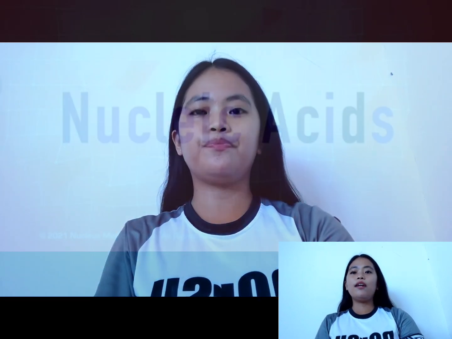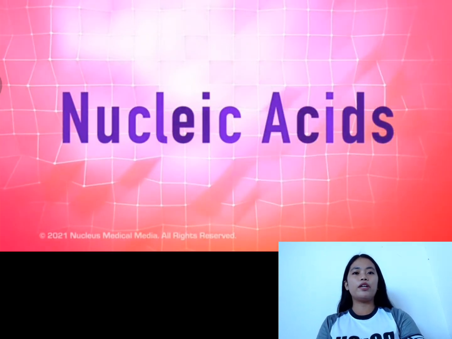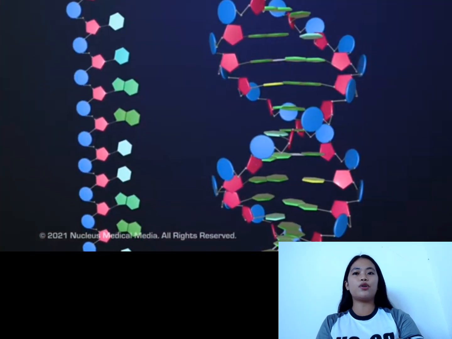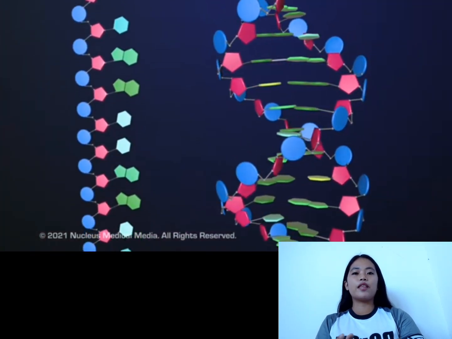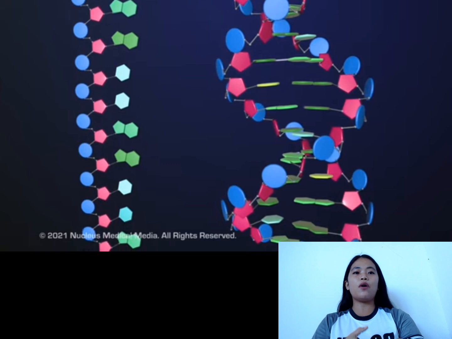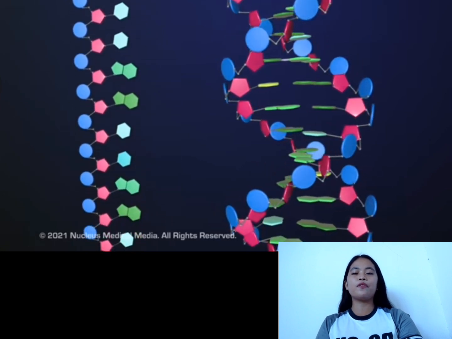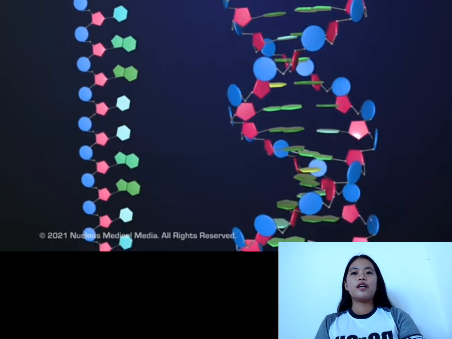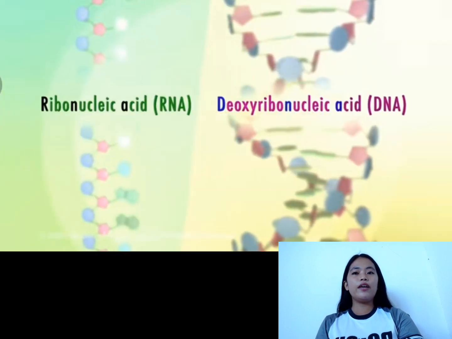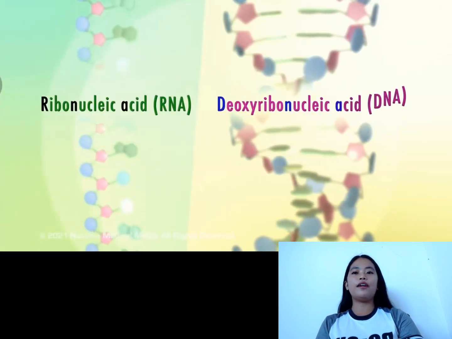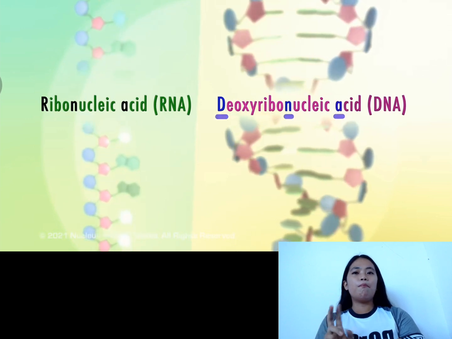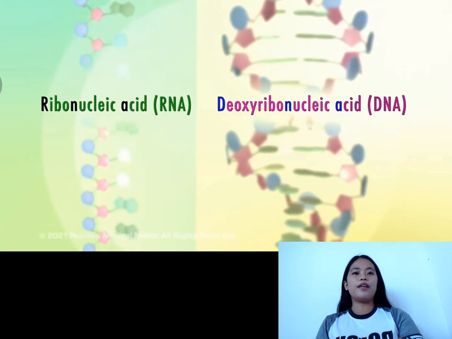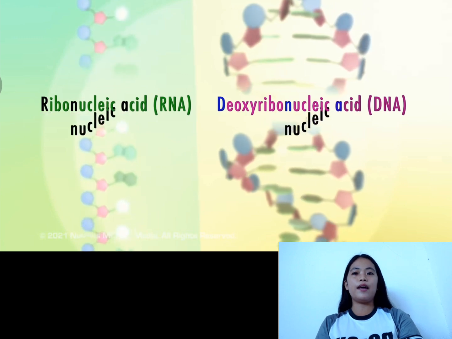I am the first reporter in our group. So our topic is all about nucleic acids. Nucleic acid is an organic macromolecule, which means it's a large organic compound made from thousands or hundreds of thousands of smaller molecules. So there are two types of nucleic acids: deoxyribonucleic acid or DNA, or ribonucleic acid or RNA. Notice that both terms actually contain the words nucleic acid in them.